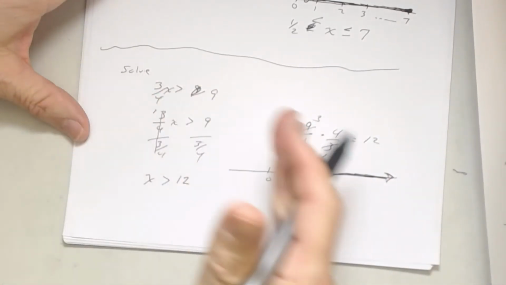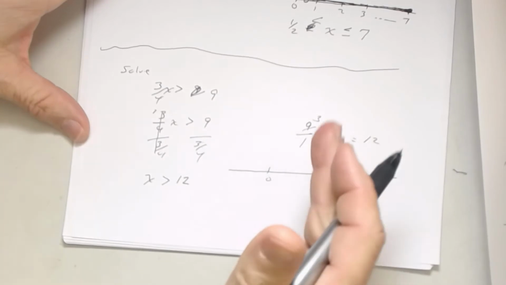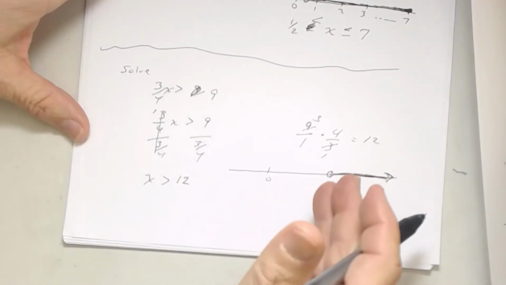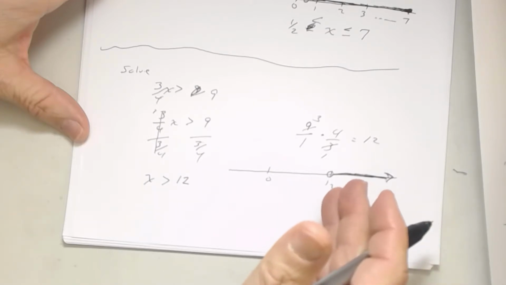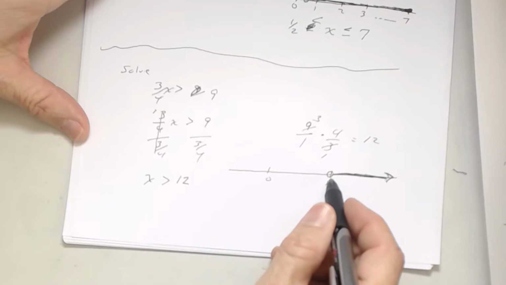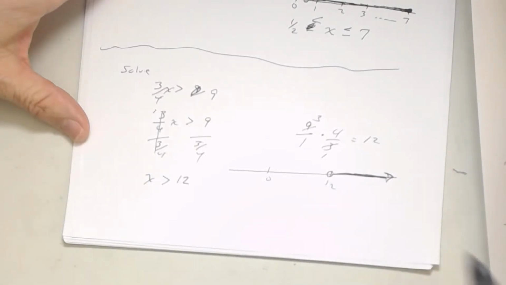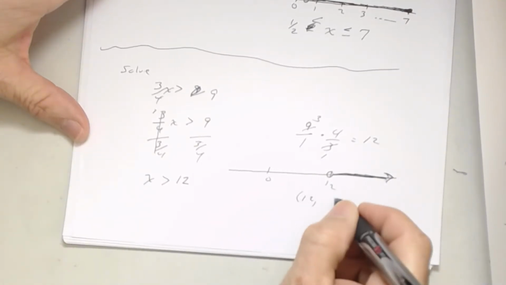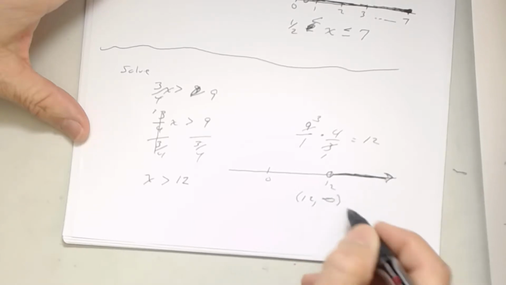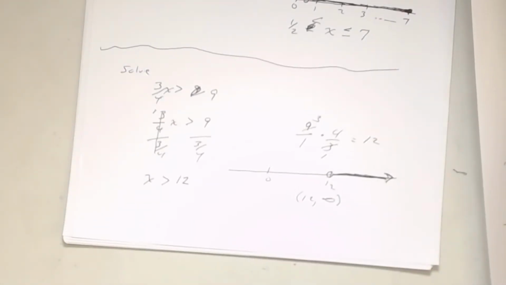So where do I start? At 12. Open or closed? I'm sorry. Parentheses or brackets? Parentheses, because it's open, right? All the way to what? Negative infinity, with a parentheses. Negative infinity is always parentheses.